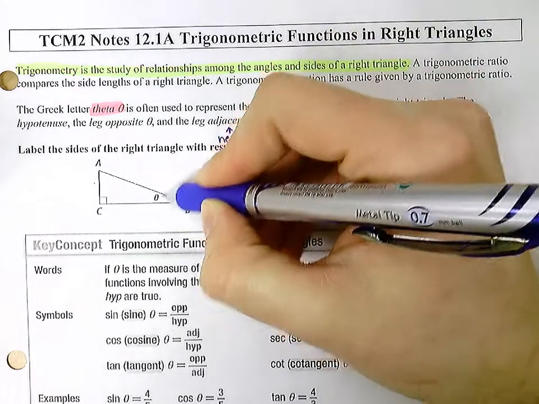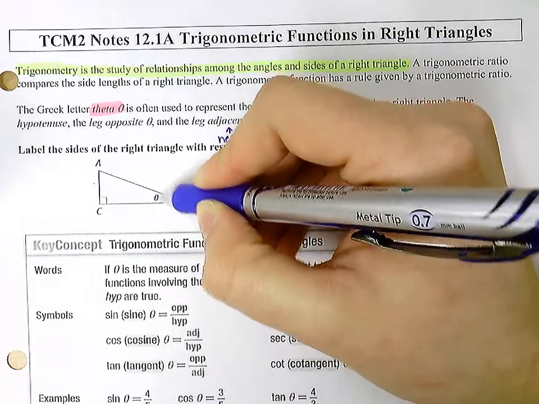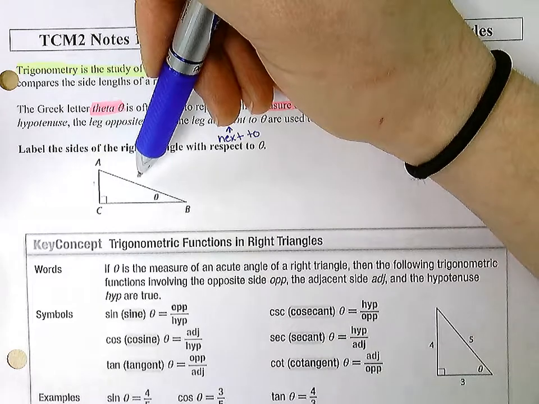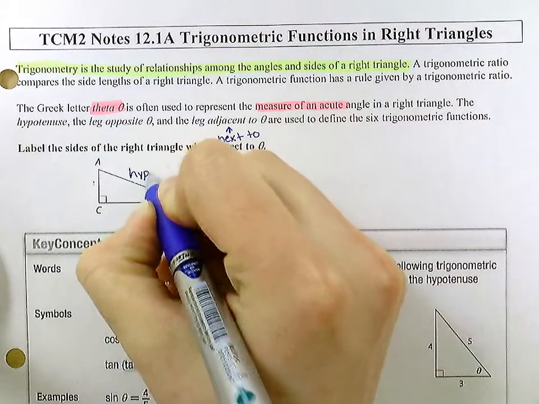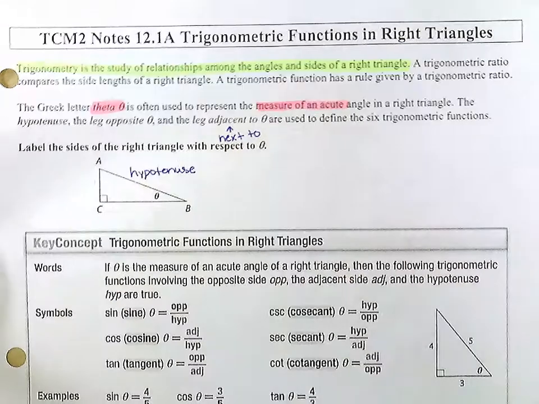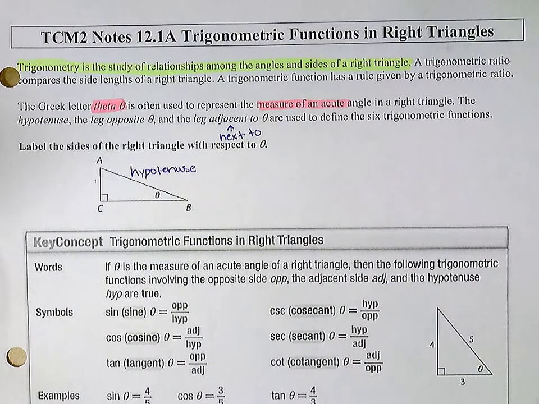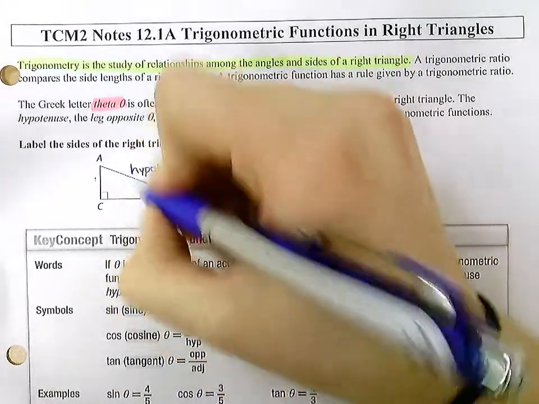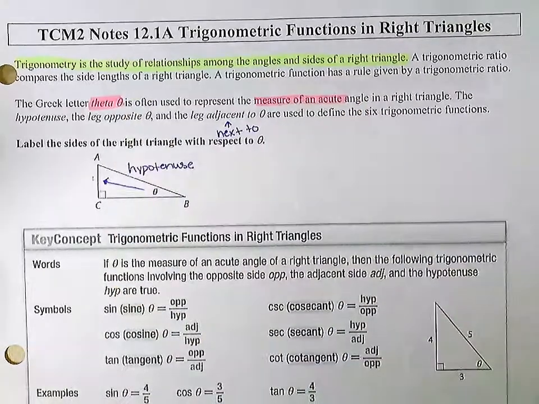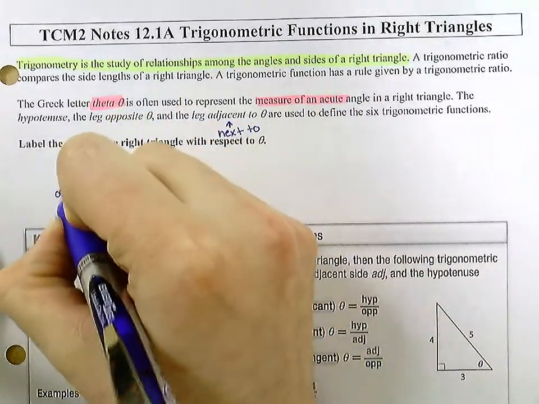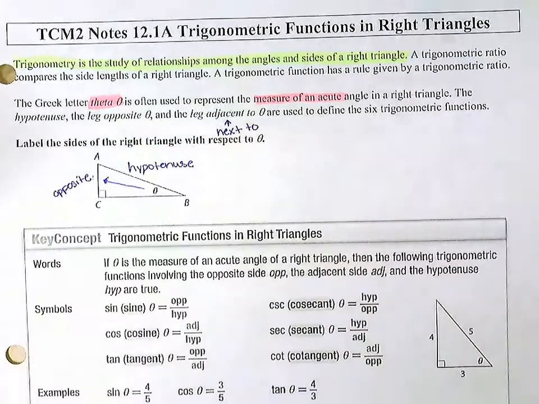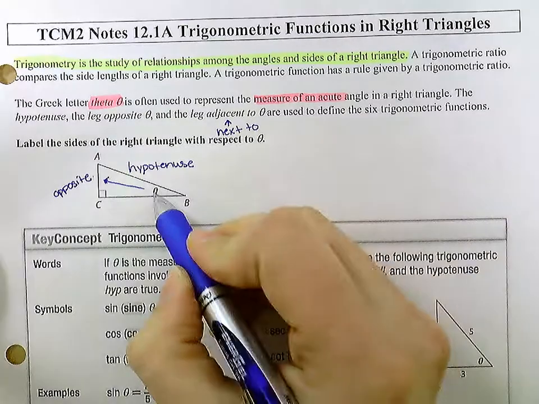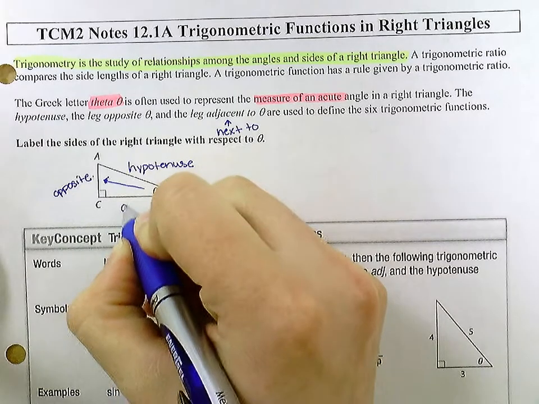So theta is right here. That's your acute angle. The hypotenuse of this triangle would be opposite the 90-degree angle. So this is the hypotenuse. That side of your right triangle is called the hypotenuse. The side opposite theta, that would be across from, is the opposite side. Then your side adjacent is the side next to theta. That would be side CB here.